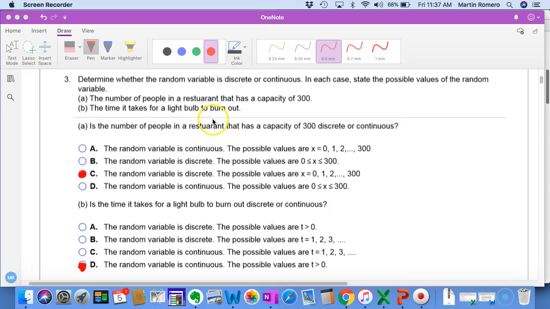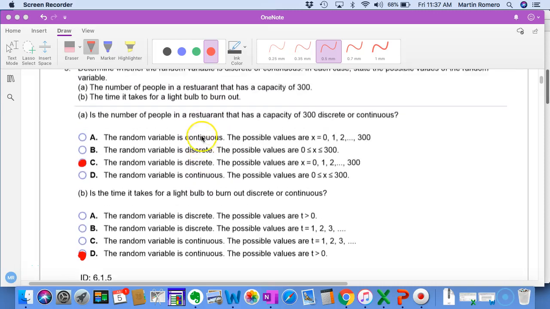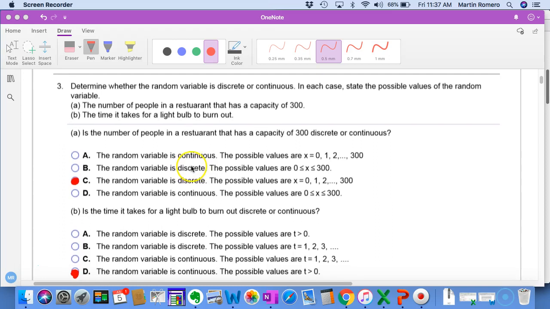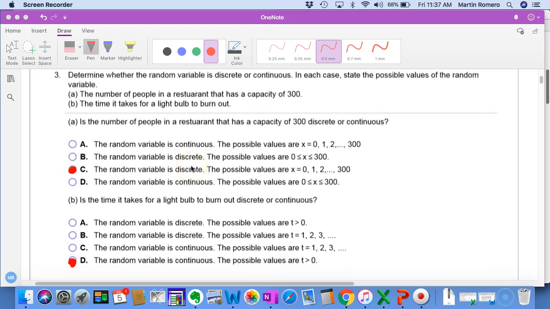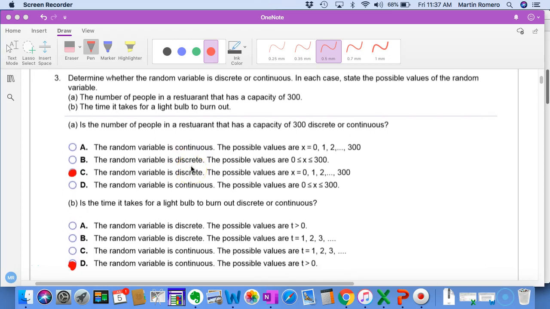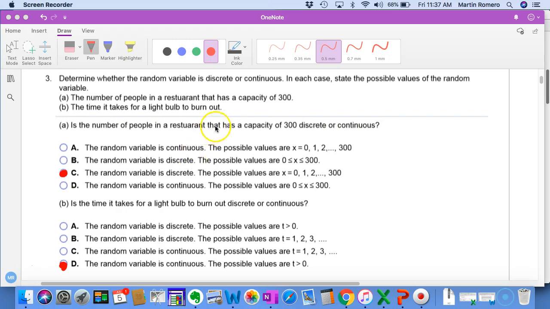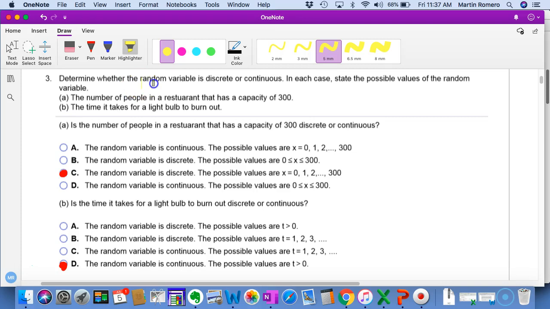Let's go ahead and take a look at problem 6.1.5. The topic is random variables, and so this is the beginning of chapter 6.1. And so these questions of determining if a random variable is discrete or continuous is important because it helps us then determine how we solve probability problems related to random variables.